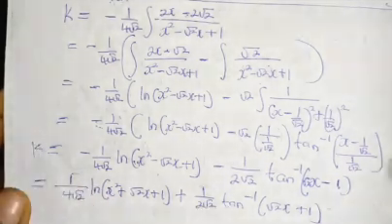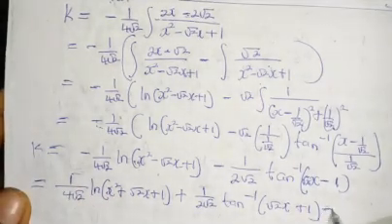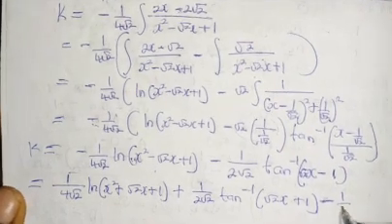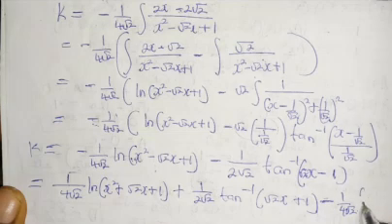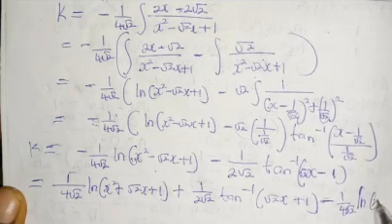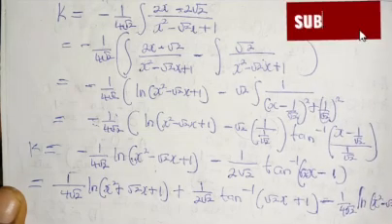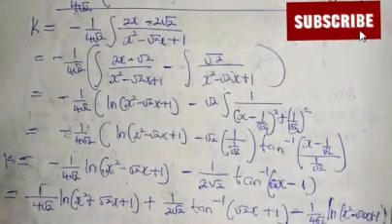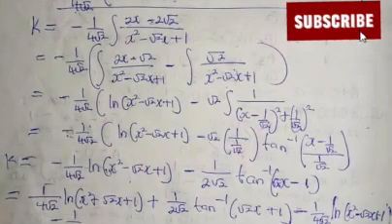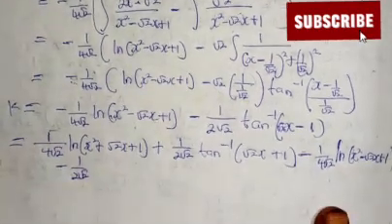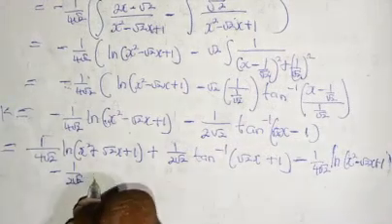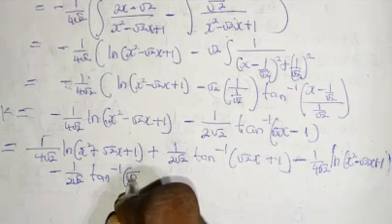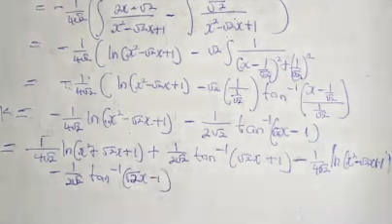So let's join it with this. So I've gotten the value of k. So we have minus 1 over 4 root 2 multiplied by the natural log of x squared minus root 2x plus 1, plus here now we have minus 1 over 2 root 2 tan inverse of root 2x minus 1.